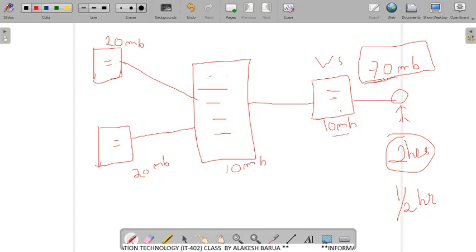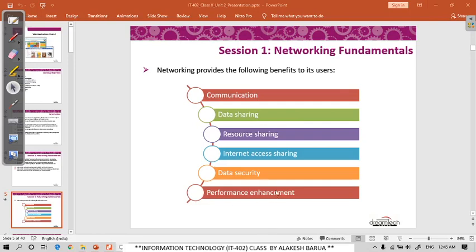But the basic thing is that networking improves performance. A task can be divided up by the computers that are connected in a network, thus reducing the amount of time that is required to process the whole task. That's why performance is enhanced when the computer is in a network. Got it? So these are the benefits of networking.